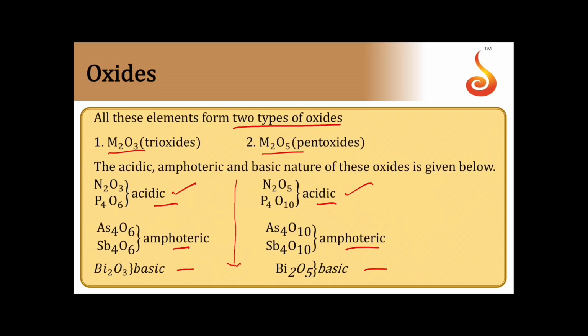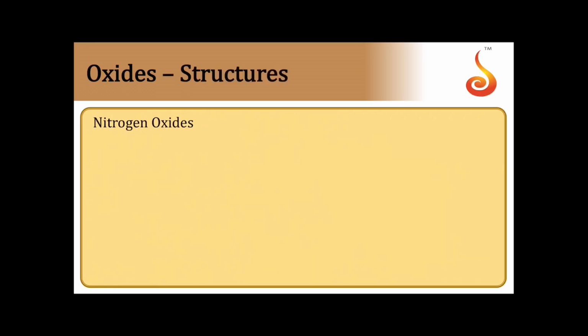Now let us see the structure of these trioxides and pentoxides. Let us see the structure of nitrogen oxides, the trioxide and pentoxide structures. Now the trioxide, N2O3, can be taken as a structure of NO plus NO2. Trioxide means it can be taken as a mixture of NO and NO2 structures. So that is NO, we have a lone pair here, and then NO2. This is the structure of the N2O3 molecule.